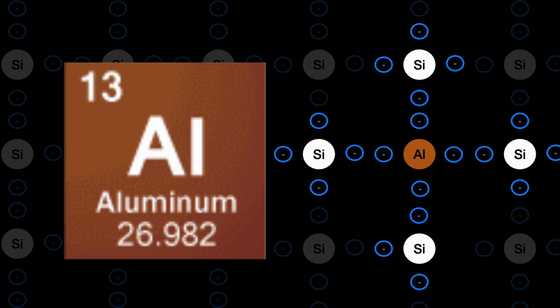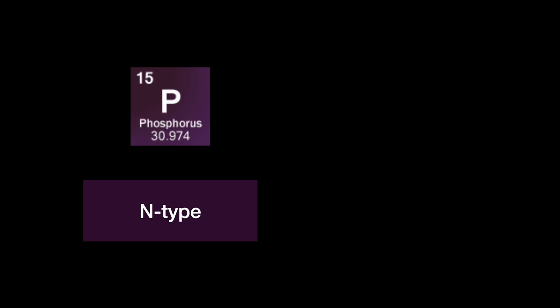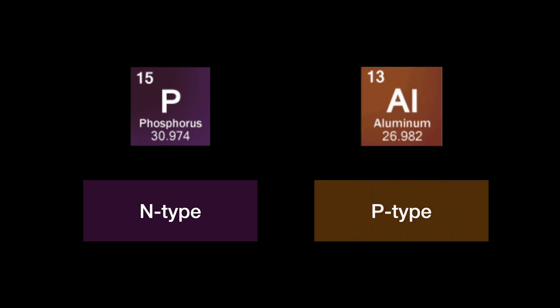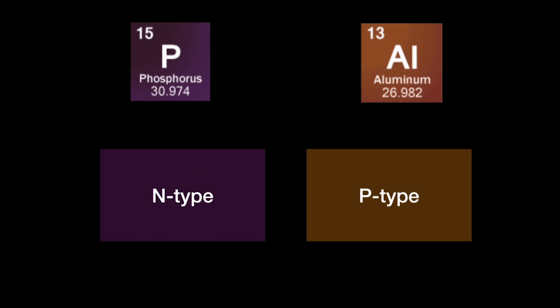First, some quick terminology. A lattice doped with a group 5 element is called an n-type lattice because its mobile charges are negative electrons, whereas a lattice doped with a group 3 element, such as aluminum, is called a p-type lattice because its mobile charges are positively charged holes. So let's consider what happens when these two types of lattices are placed side by side.